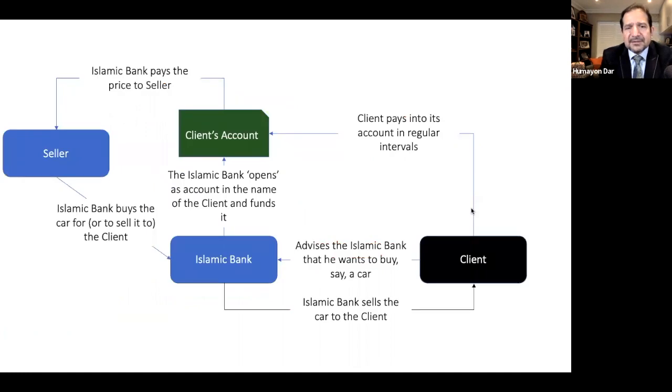What happens in case of an Islamic bank? A client advises the Islamic bank that he or she would like to buy something.